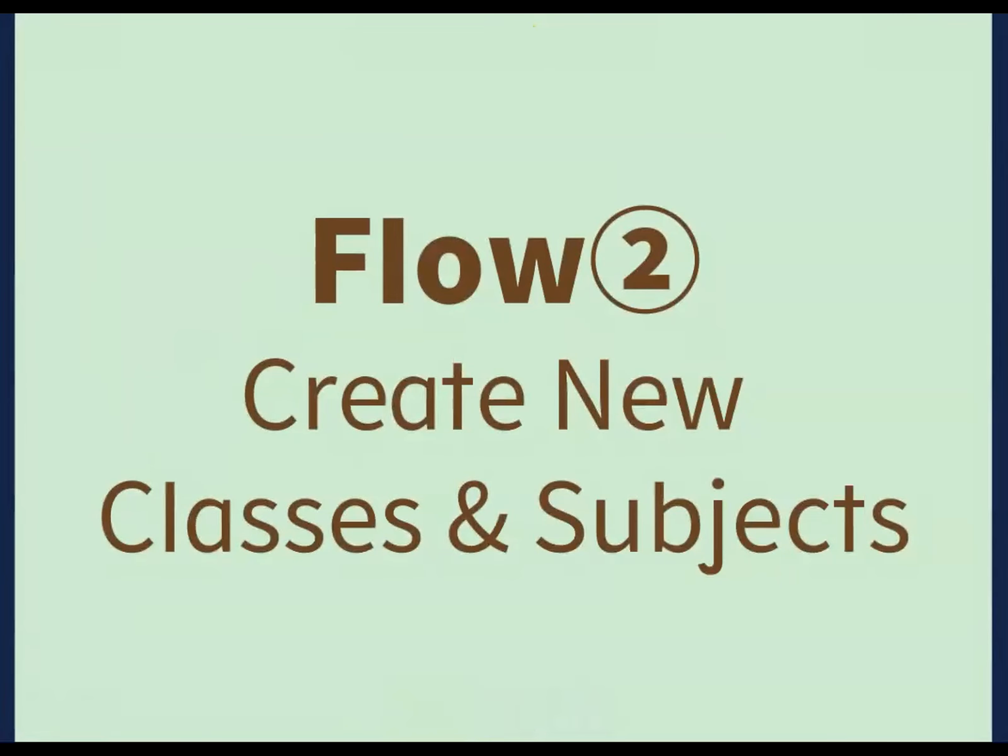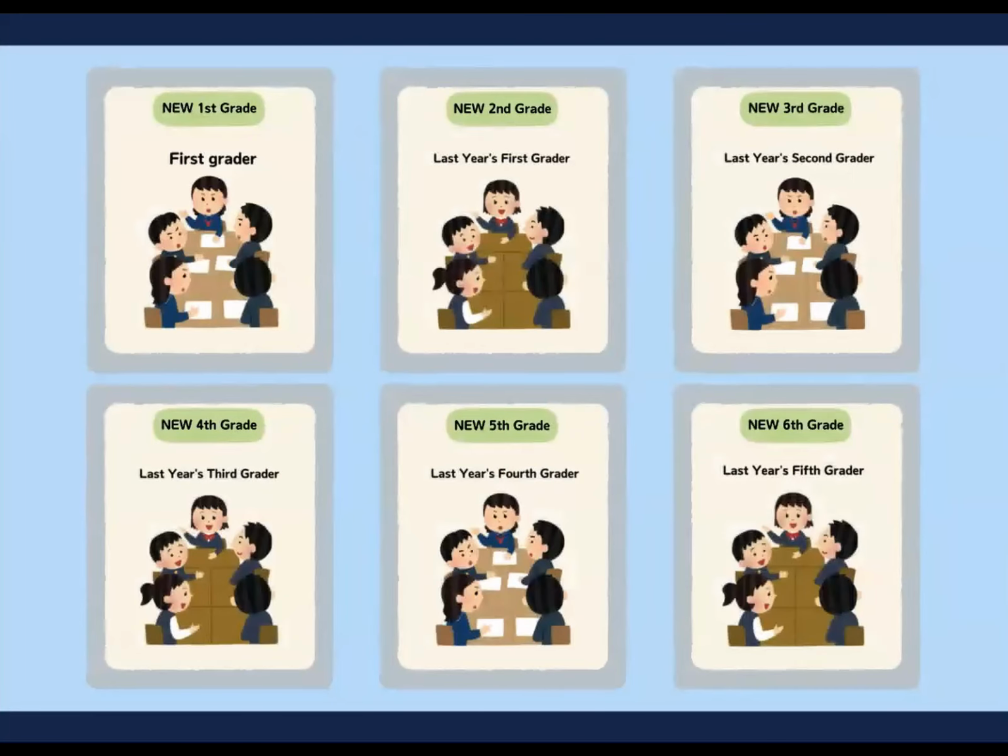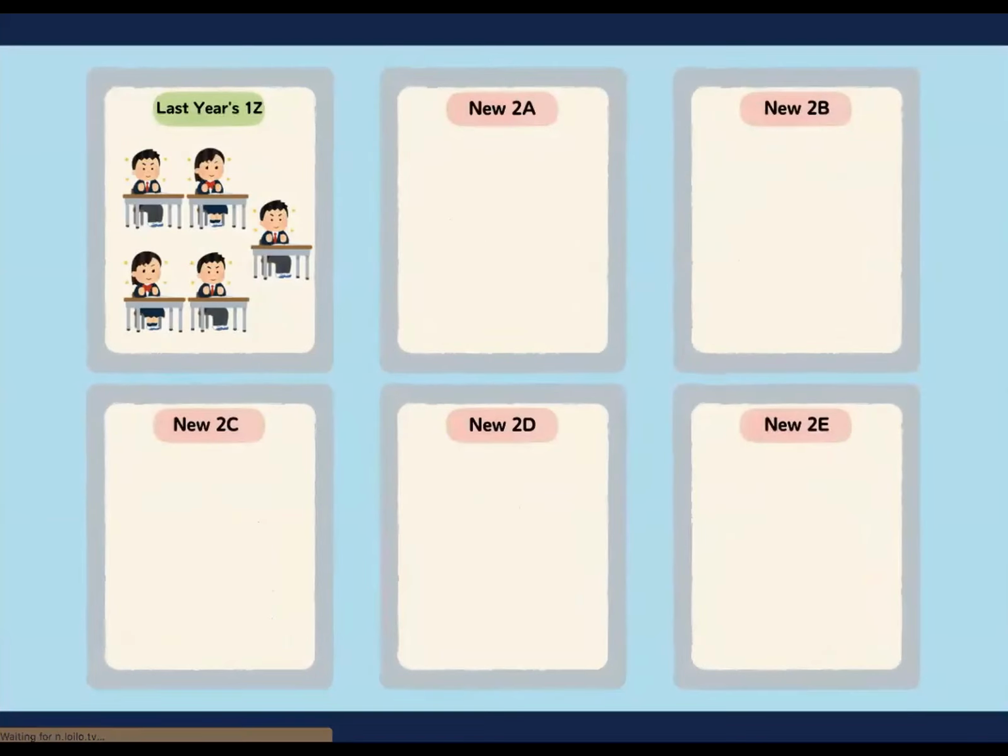Flow number 2, create new classes and subjects. Let's say you've got the first graders this year, so they will be the new first grade. Last year's first graders will then go to the new second grade, and so on. So last year's 5th graders will be the new 6th grade.